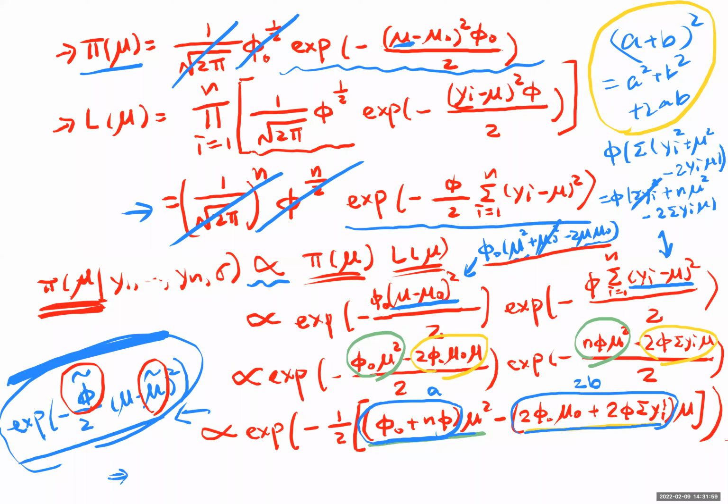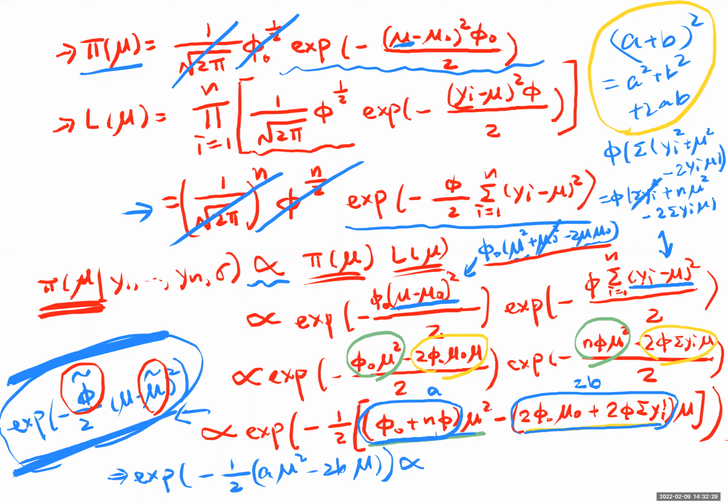That translates to exp negative one over two, A mu squared minus 2B mu, right? If I assume phi plus m phi is A, and then two phi zero mu zero plus two times the sum of yi is 2B, then this is what I have. And our goal is what I have on the left-hand side. So let's see what we can do a little bit more, okay?